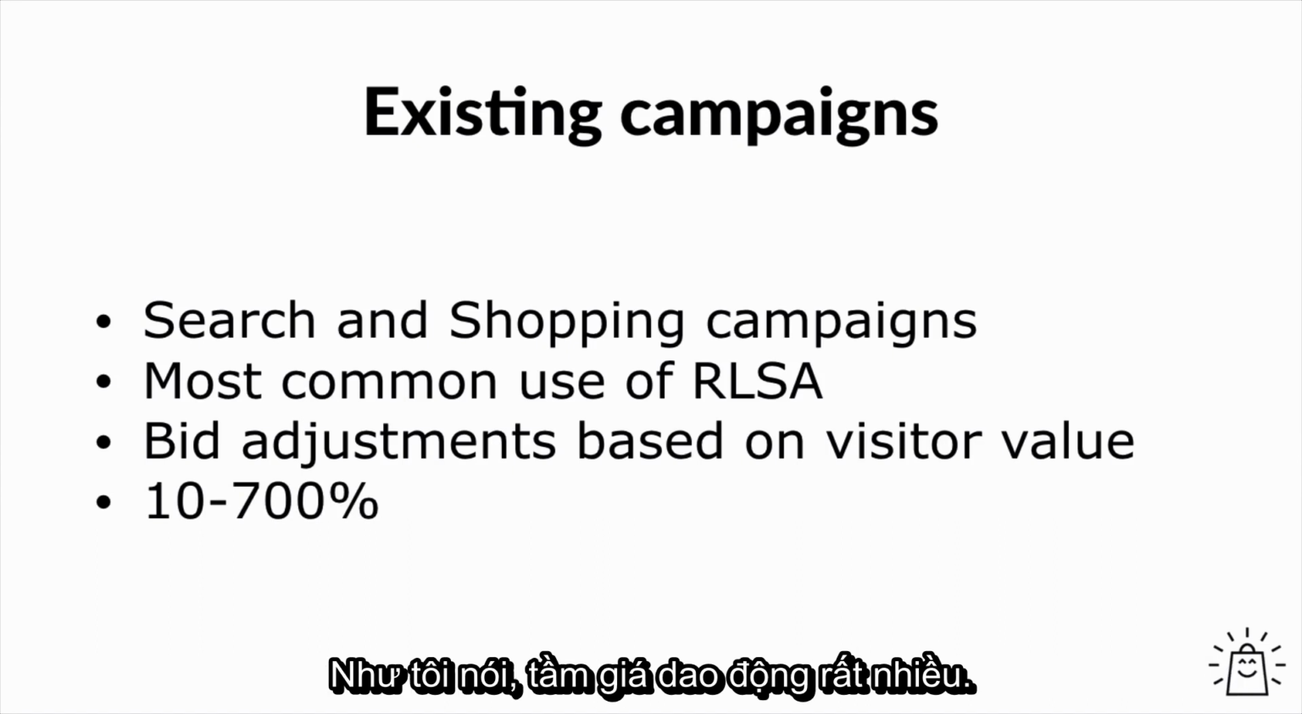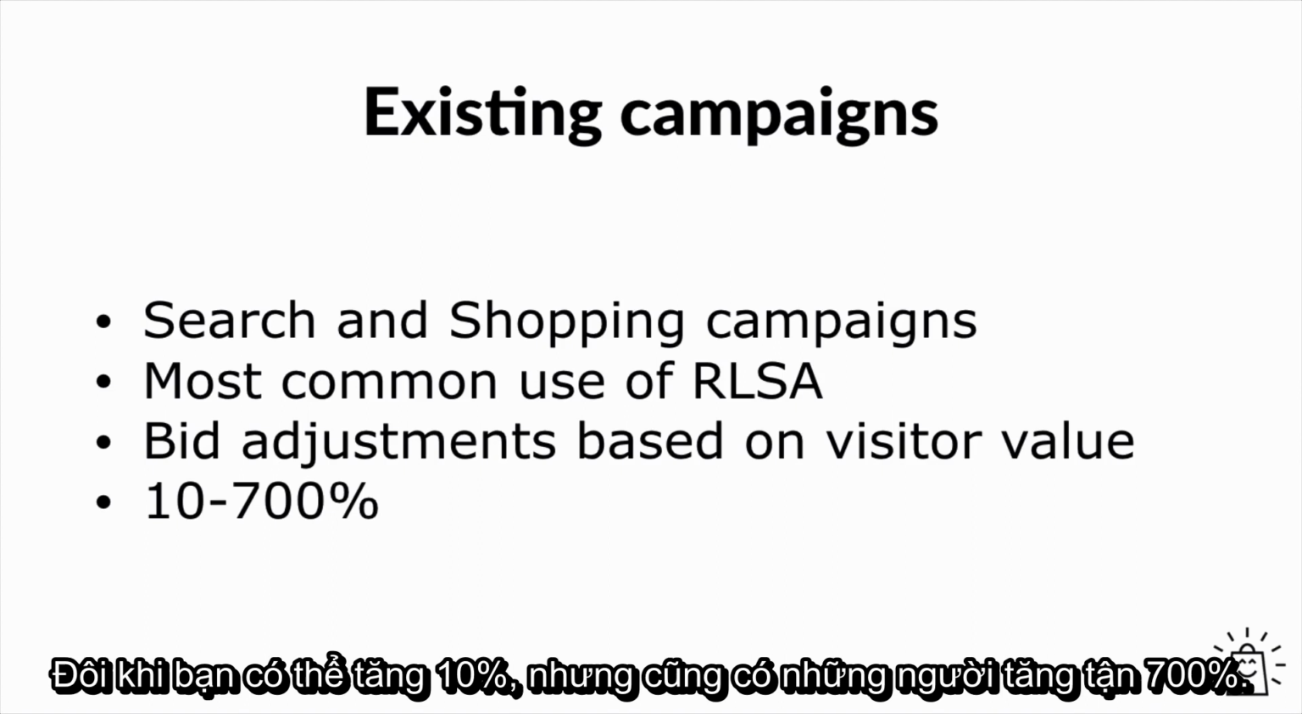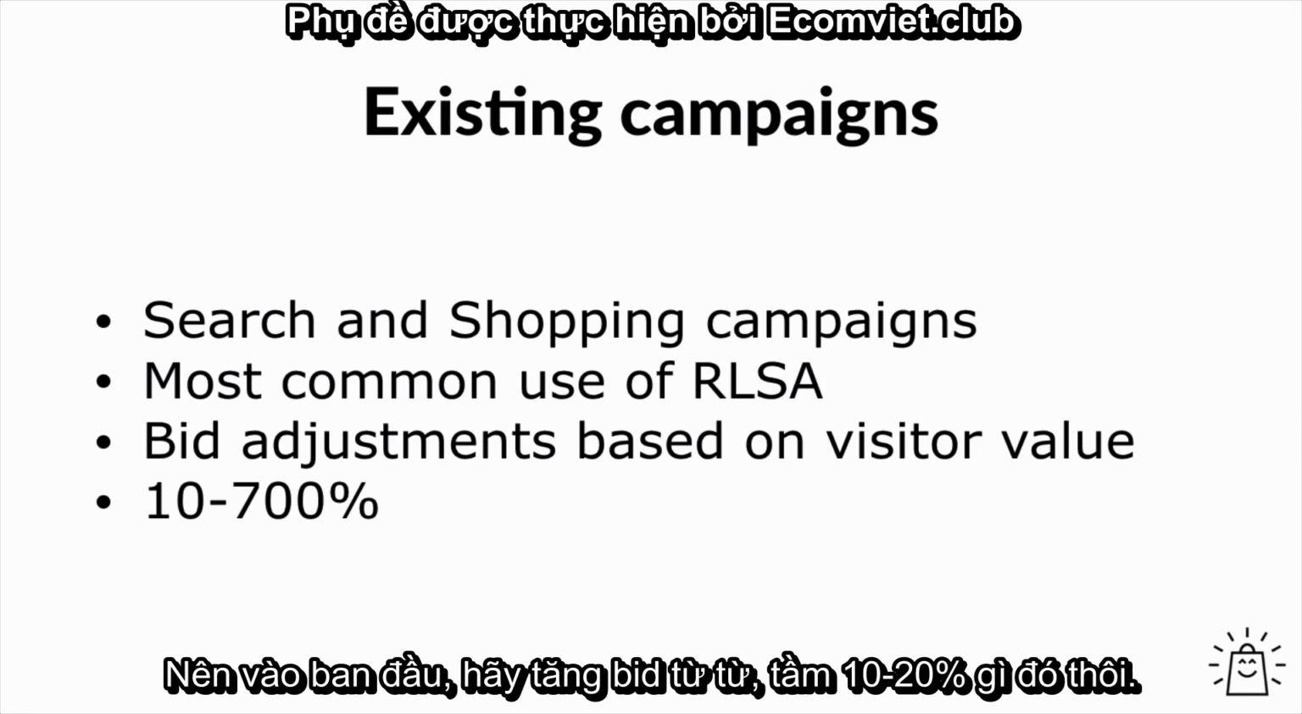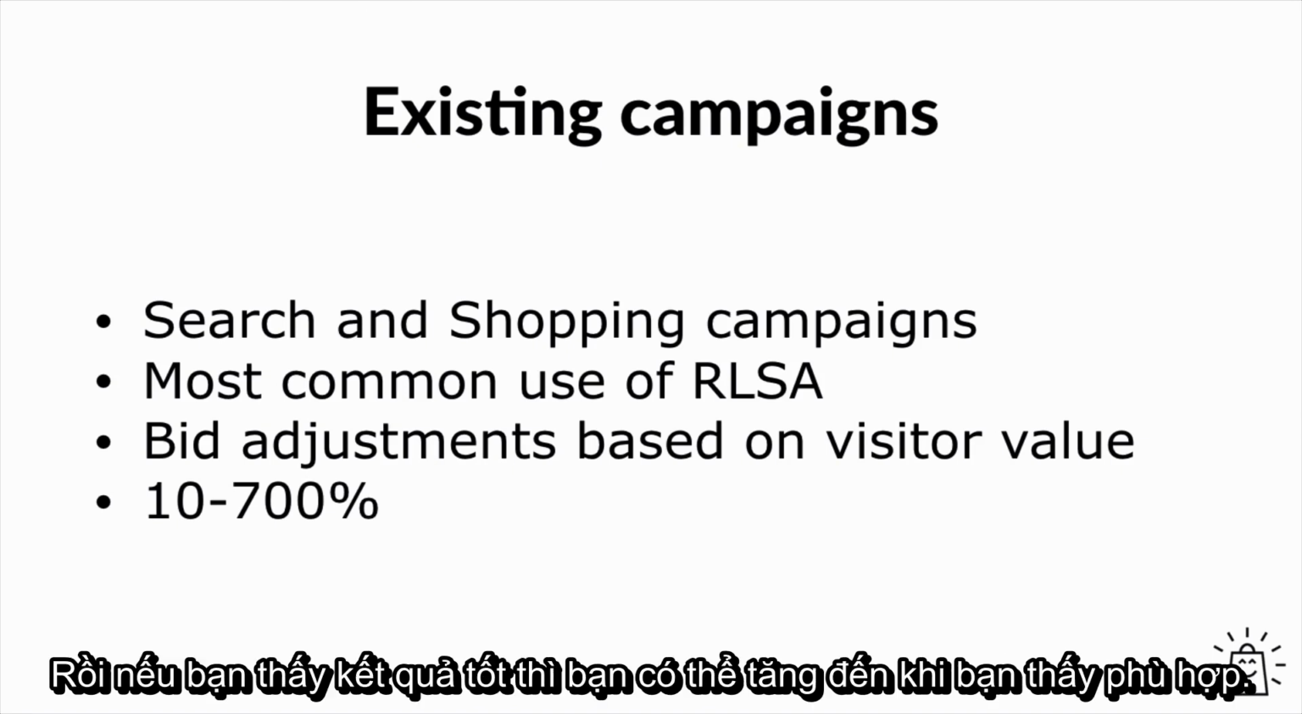So as I said, it's a really wide range. Sometimes it's 10%. Some people take it all the way to 700%. The thing is that you don't know this up front. So start with a small bid adjustment, 10, 20%. And if you see good results evolving from that, well, you can actually increase these percentages to make sure that it still makes sense.